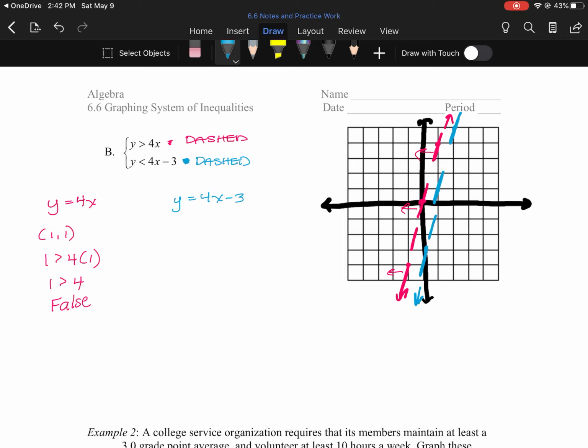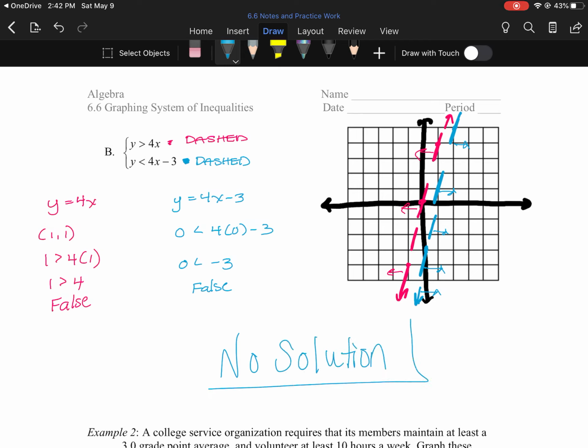All right, I can pick 0, 0 for this one. So 0 is not less than -3. So that means that one's shaded to the right. So again, these two inequalities have no ordered pairs in common. So therefore, our answer is no solution.